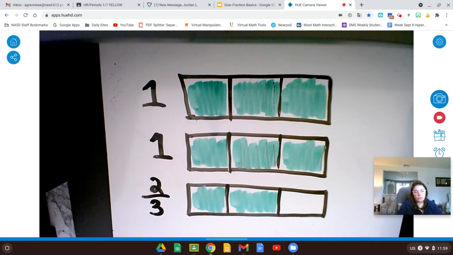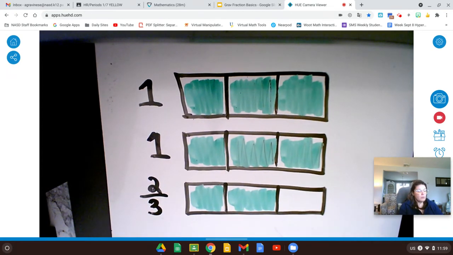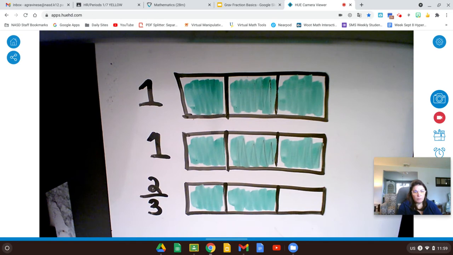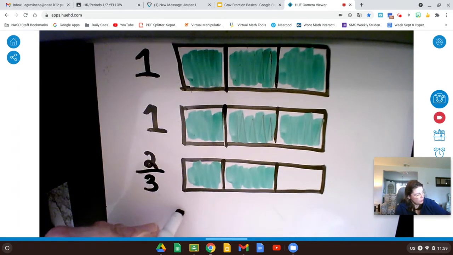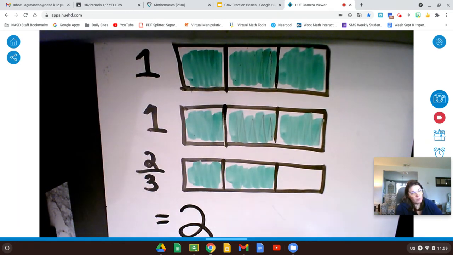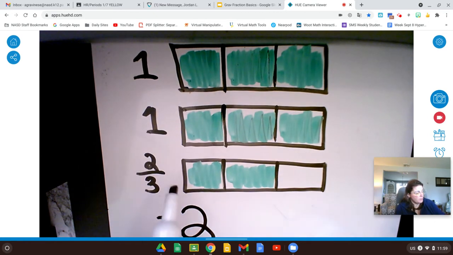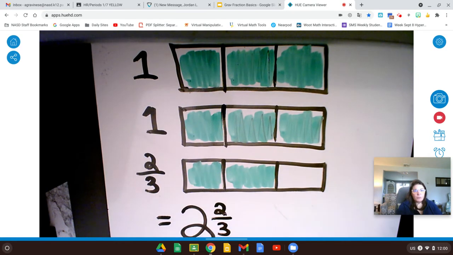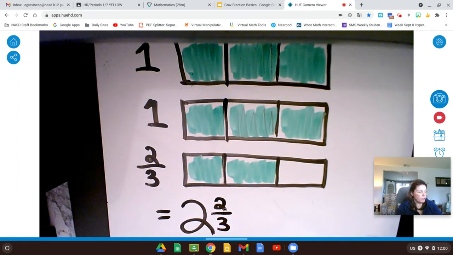So I have 2/3. To find out all of this, I would combine or add 1 plus 1 equals 2 wholes. And then the fractional amount that's left over, I have 2/3. So this model is showing 2 wholes and 2/3, or 2 and 2/3.